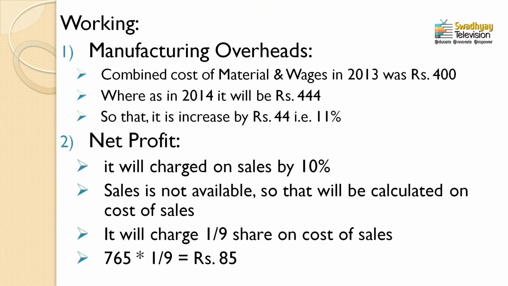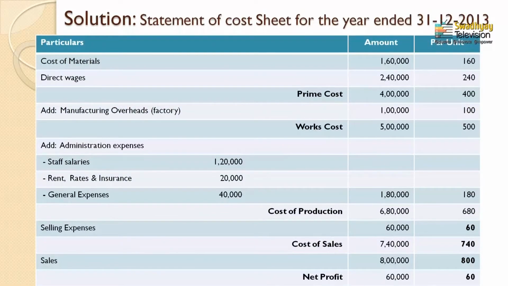See the working number 1. Manufacturing overheads. Combined cost of material and wages in the year 2013 was rupees 400. I'll show you how it was 400 rupees. Now see here the prime cost, rupees 400 per unit, added of the cost of materials and direct wages on the per unit column, right.